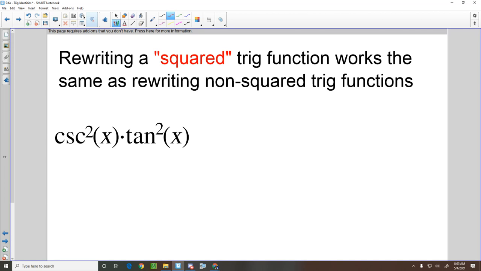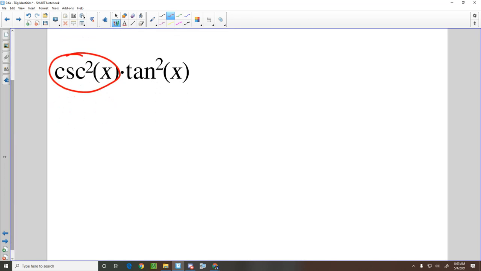And so rewriting any of these squared functions works the same as rewriting a non-squared trig function. So like on the left here, I've got a cosecant squared of x. Now remember, my first rule to you was always see if you can rewrite things in terms of sine and cosine. So let's take a look at this cosecant. How would I rewrite the cosecant? Good, 1 over sine. Now because this is the cosecant squared, all we would write is 1 over sine squared of x. Even though it's squared, it's still 1 over sine, but since it's cosecant squared, it's just 1 over sine squared. So you just bring the exponent along for the ride.